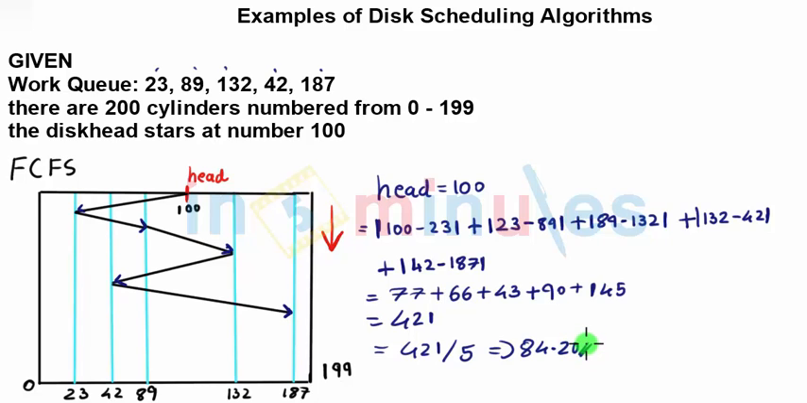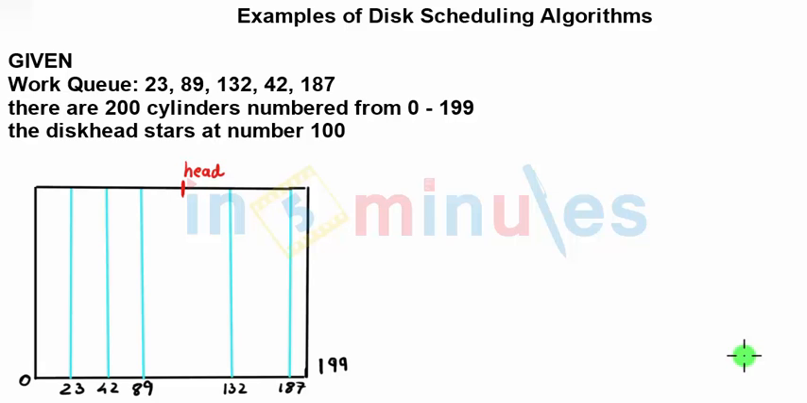Let's go with the remaining. Now the next we are working with is SSTF. This is shortest seek time first. Now considering we are at 100, we would need to go to the nearest. So we have two options to go through. One option is 89, another is 132. If we count it with mathematics, 89 would be much closer.